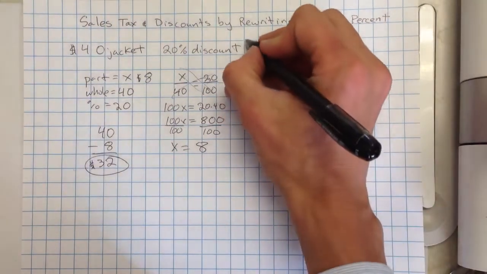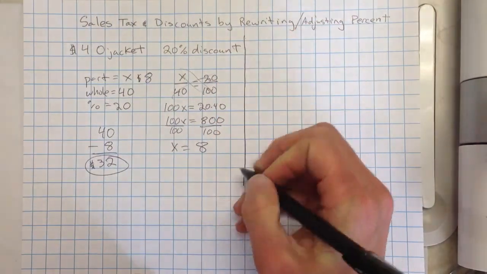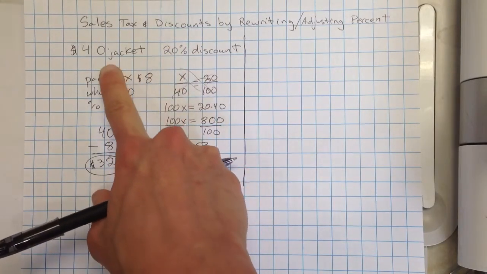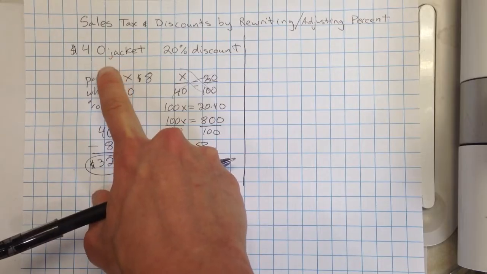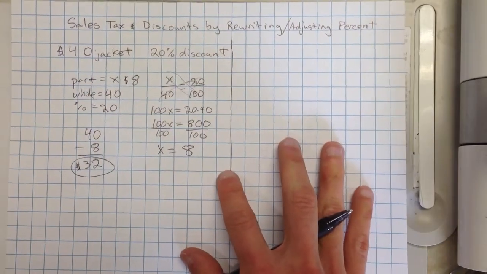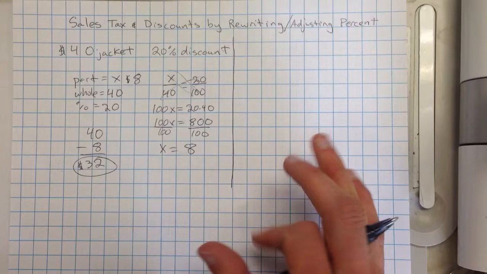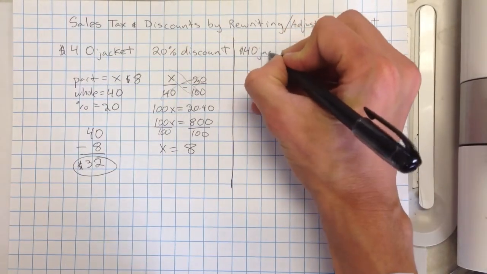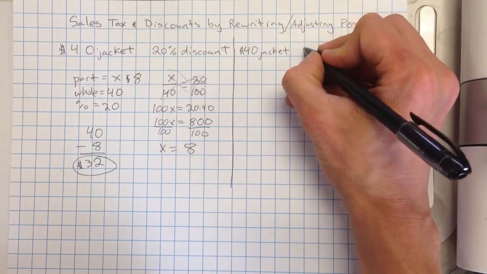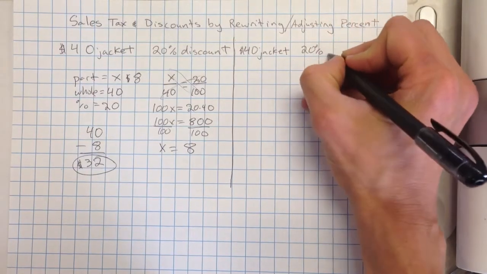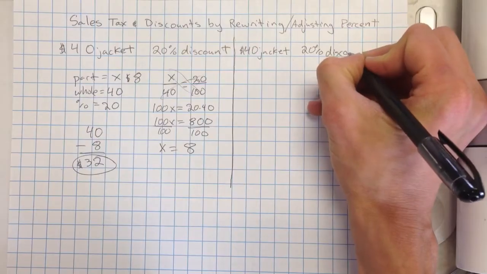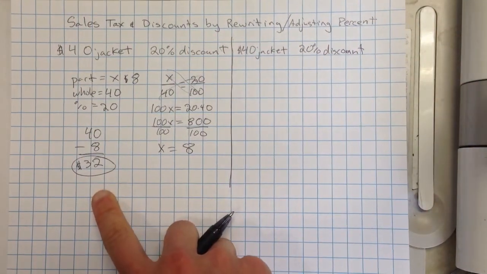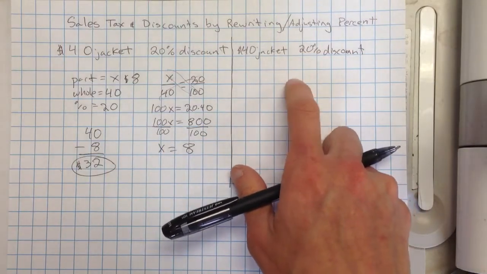Now, there's another way that we can do this problem. This way, we found the value of the discount and then subtracted it from the original price. Another way we can do it, we'll do the same problem. We have our $40 jacket and a discount of 20%. But rather than subtracting the discount at the end, we're going to think about how much we are really paying for the jacket.